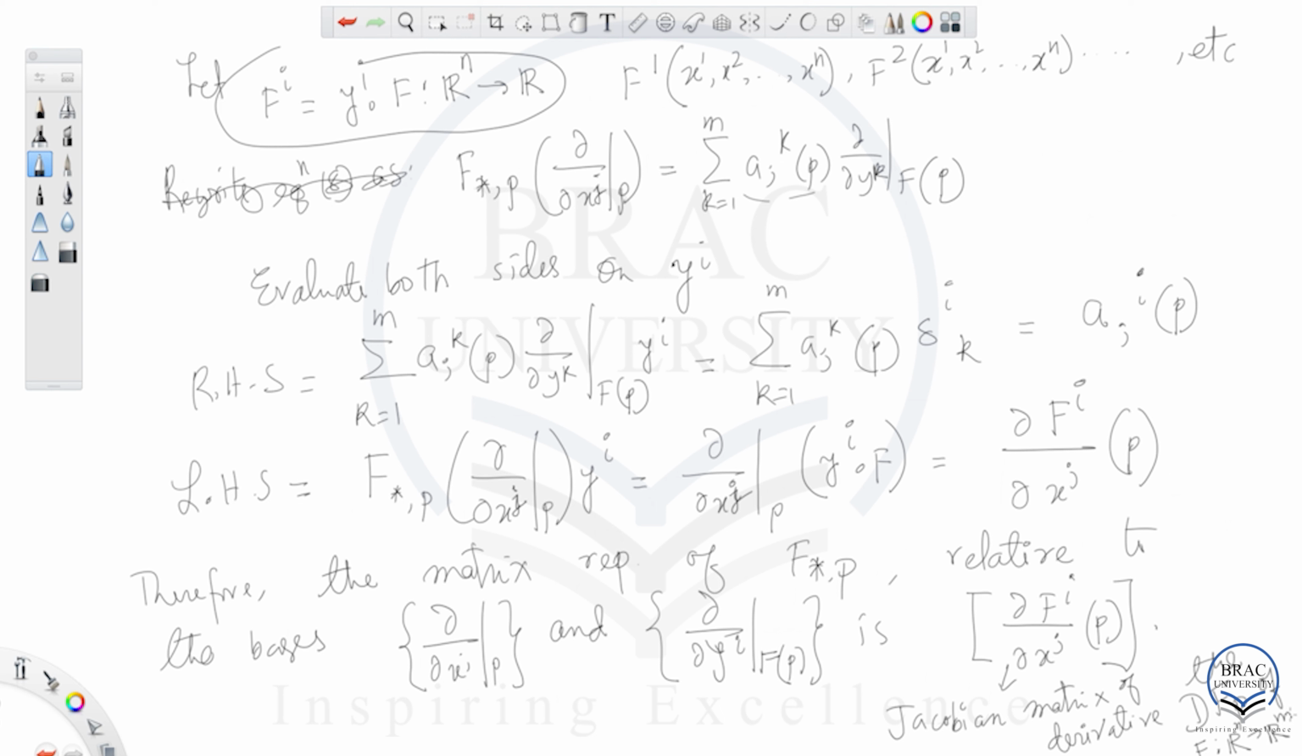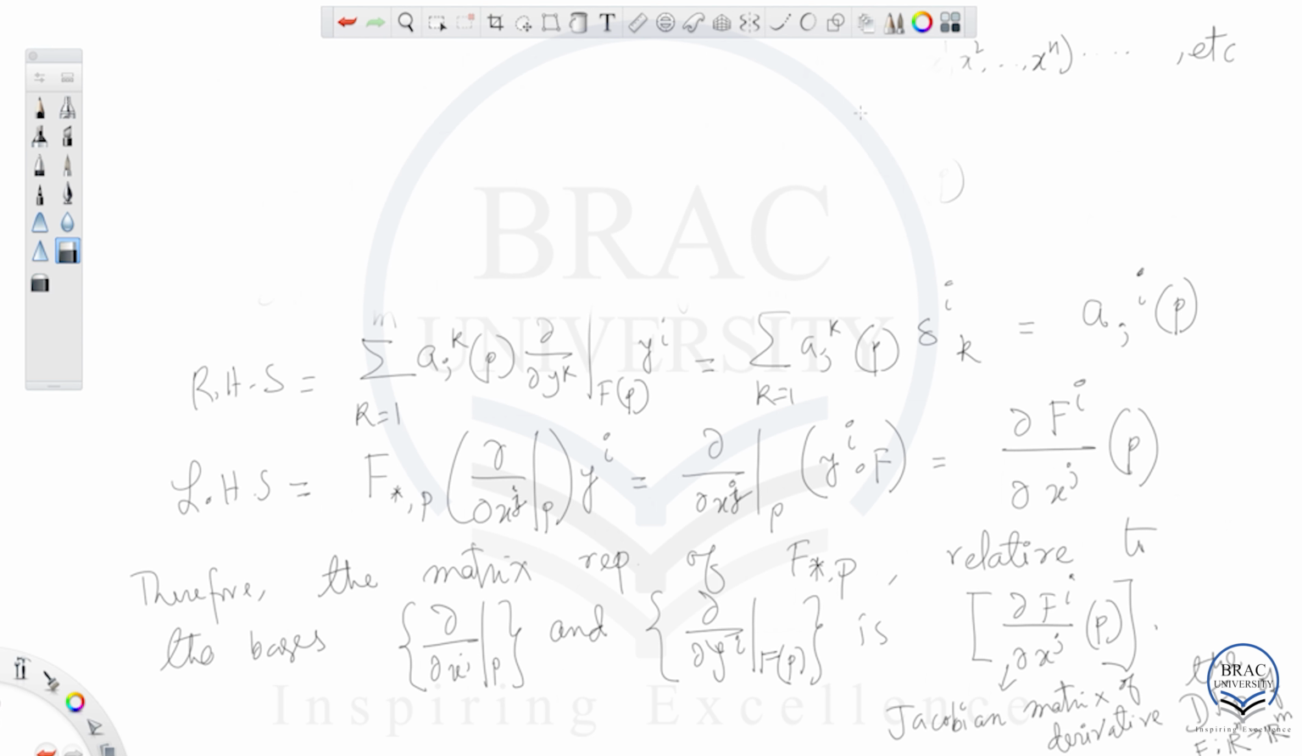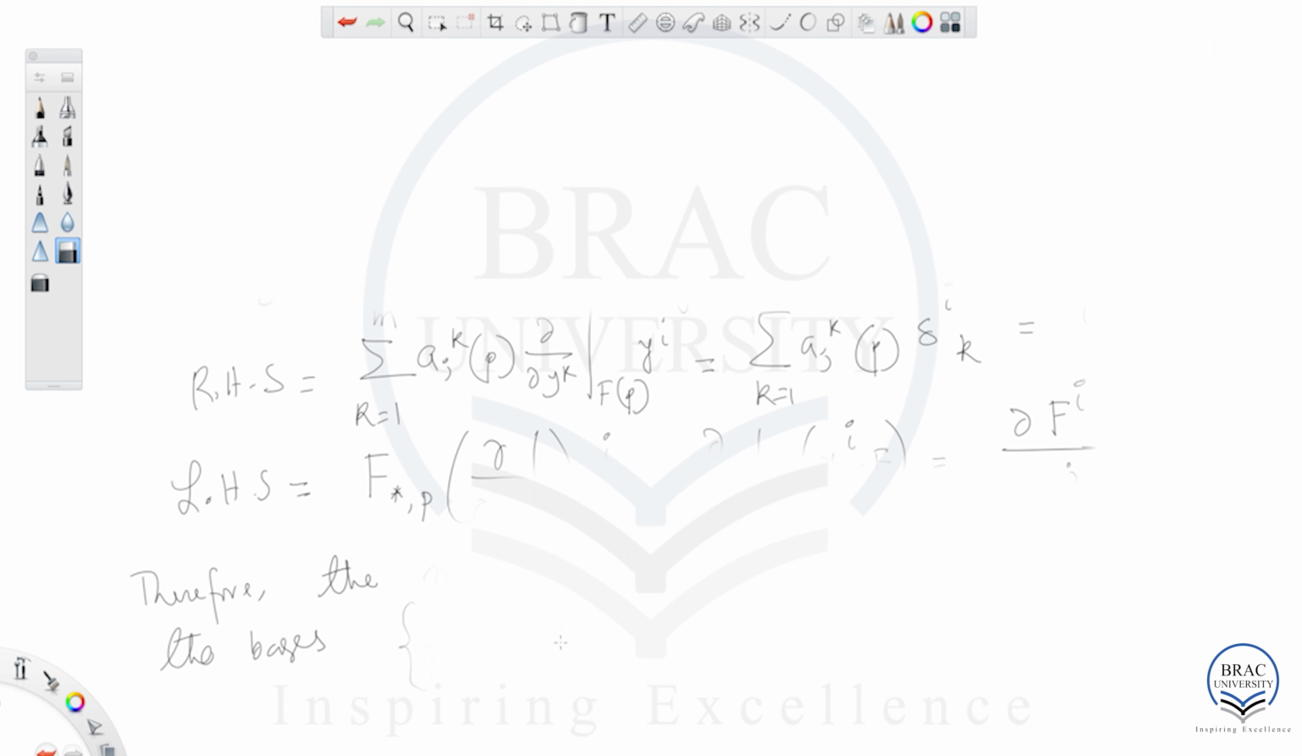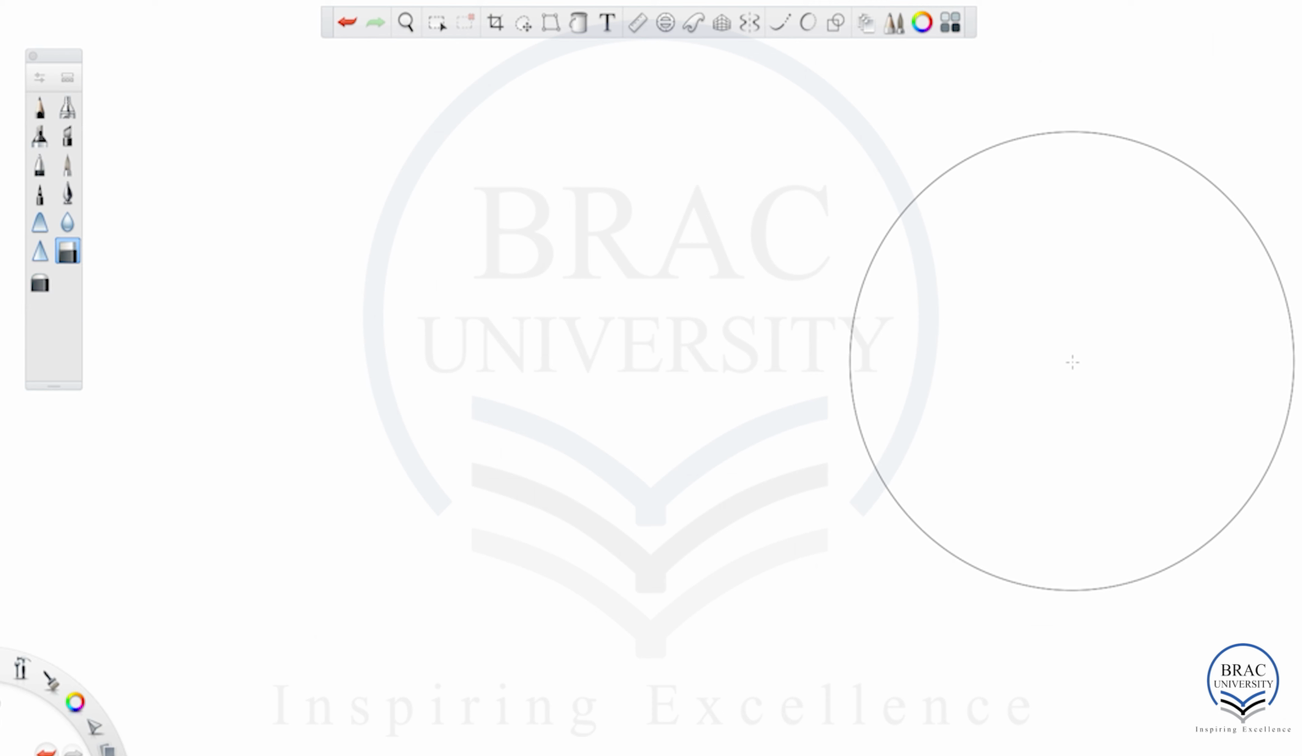Okay, so now it's time to discuss the chain rule a bit. We have discussed the chain rule in detail for functions between Euclidean spaces in lecture 2, but now it's time to discuss the chain rule in the context of manifolds. So here is the chain rule.